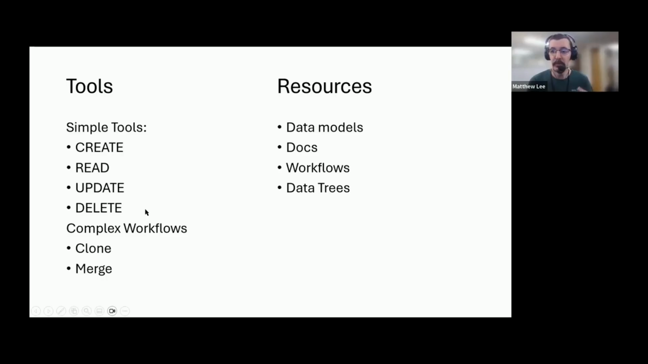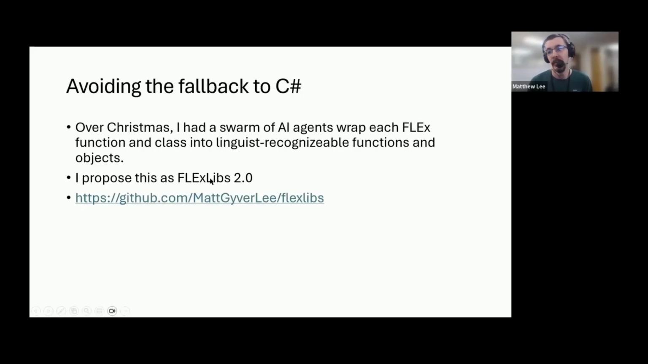So I used a swarm of AI agents over Christmas, and I sat down and had it create, read, update, delete, clone, and merge for all the types of objects in Flex that made sense for it to do. I ended up coming up with 1,400 functions that reached deep into every bit of Flex. I proposed that as FlexLibs 2.0. It hasn't been integrated as part of FlexLibs, but I'm still tweaking it, and that is the groundwork.